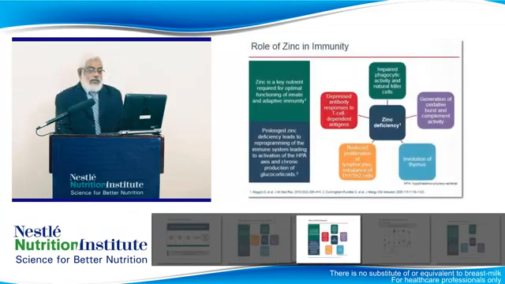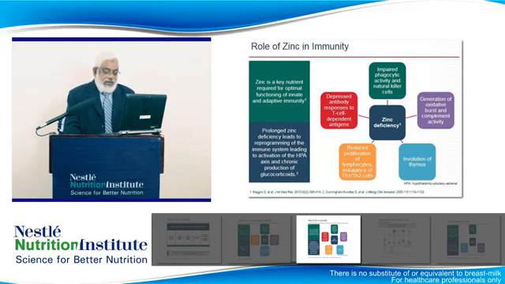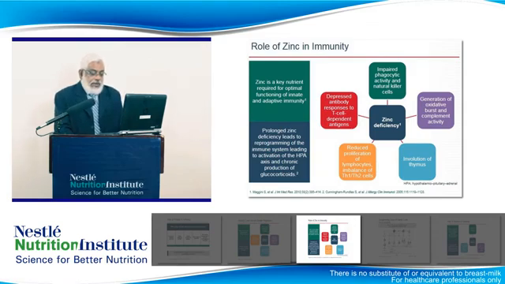Role of zinc in immunity. Zinc is a key nutrient required for optimal functioning of innate and adaptive immunity. Prolonged zinc deficiency leads to reprogramming of the immune system, leading to activation of HPA, that is hypothalamic pituitary adrenal axis, and chronic production of glucocorticoids.